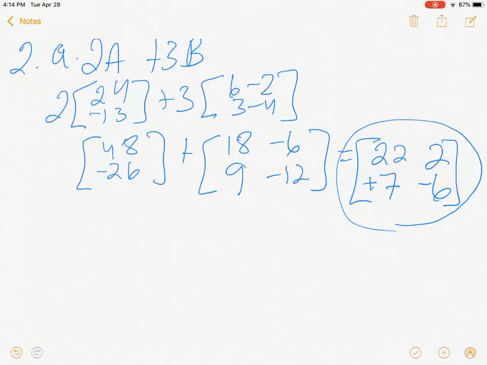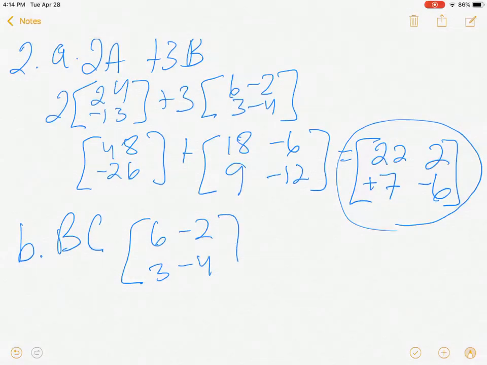And there's your answer. Okay, let's look at B. B says we want to find B times C. Well, B is a 2 by 2: 6, negative 2, 3, negative 4. C is also a 2 by 2.